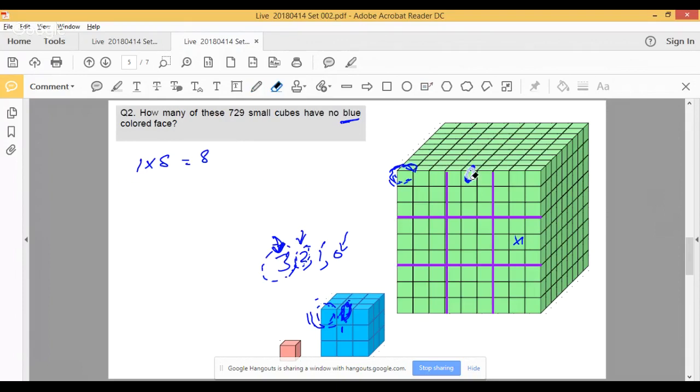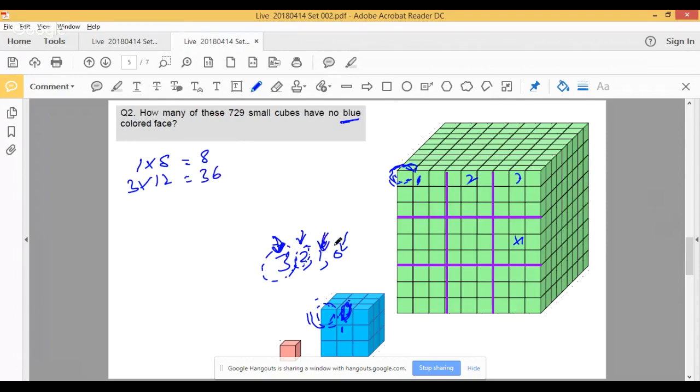Right, let me just erase this to make life easier. Okay. Now, this is one such edge piece. This is the second edge piece. This is the third edge piece. So 3 on one edge. There are 12 edges in a cube. So 36 pieces.